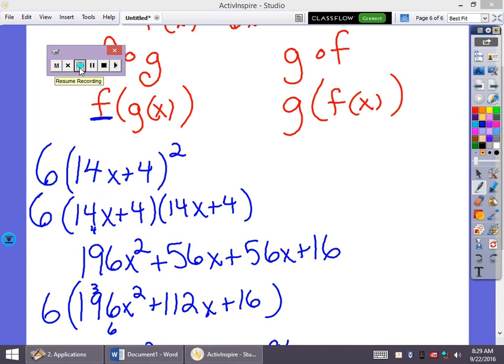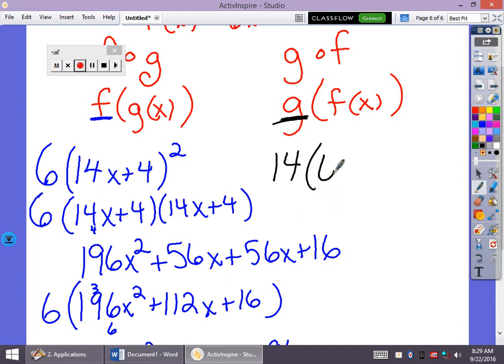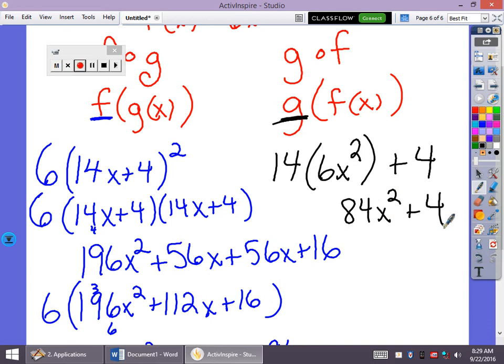All right, now we're going to look at g of f of x. So I am going to take function g, and whenever I see x, I'm going to plug in function f. So function g was 14 times a 6x squared plus 4, which is 84x squared plus 4. What do you notice? They're not the same. So therefore, they're not going to be inverses.